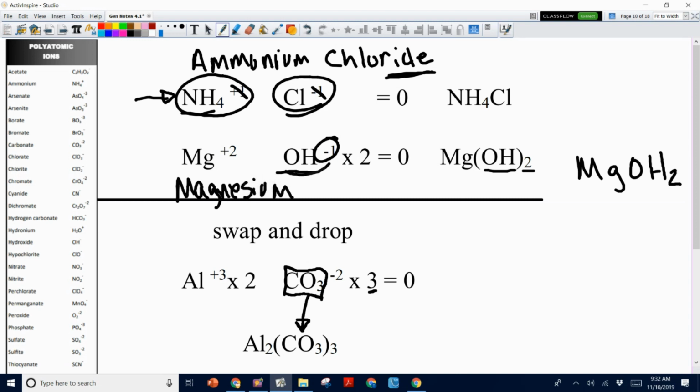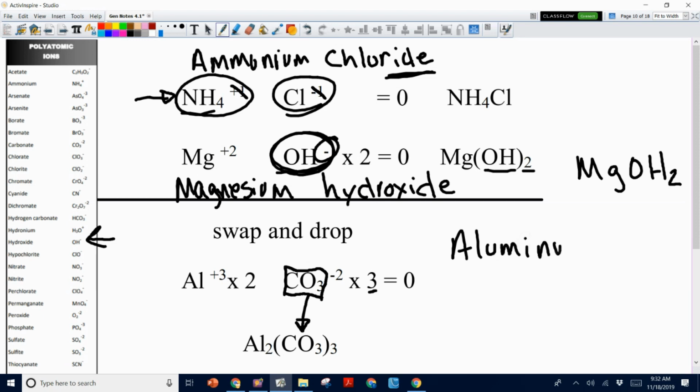And the name of this polyatomic ion right here is hydroxide. So we're just going to pull that name over, not changing anything about it. So the name of that is magnesium hydroxide. On this one, this is aluminum. So we're just going to keep that name, not change anything about it.